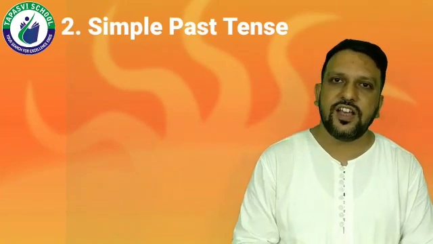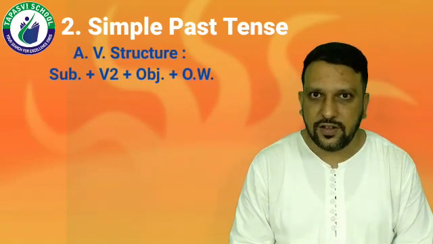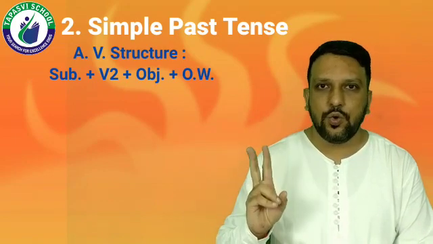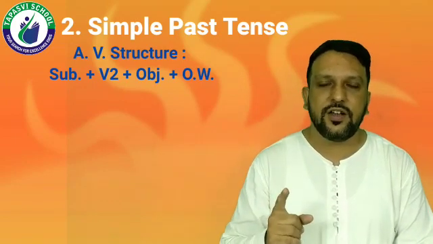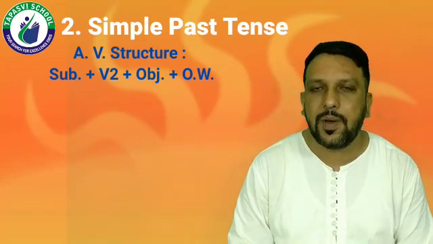So this is the simple present tense, right? Now let's start with the second tense, that is simple past tense. As I have already given you the active and passive voice structure of simple present tense, let me provide you the active voice structure of simple past tense. Subject plus V2 plus object plus other words. This is the active voice structure of simple past tense.